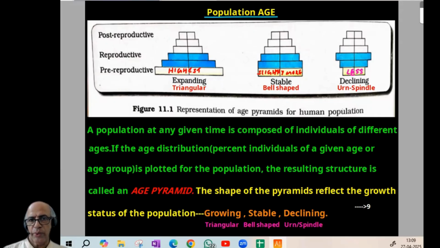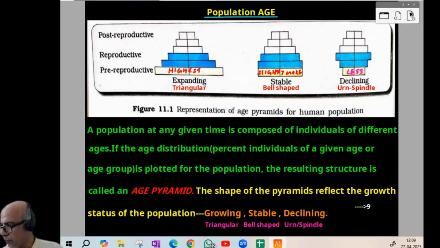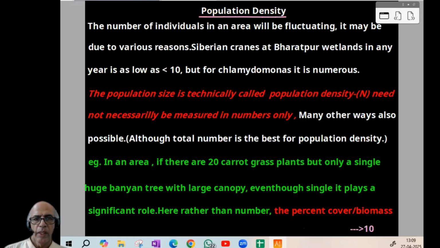Now we can proceed to the next area, that is population density. See, the number of individuals in an area will be fluctuating. We know it. It may be due to various reasons. Typical example, Siberian cranes at Bharatpur wetlands in any year is as low as less than 10 because the climate will be a little bit hot. But in a favourable climate, it is numerous.